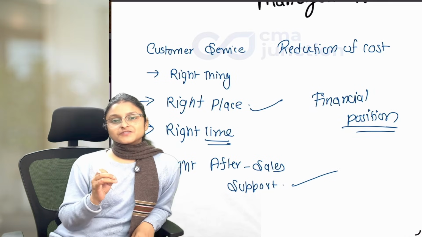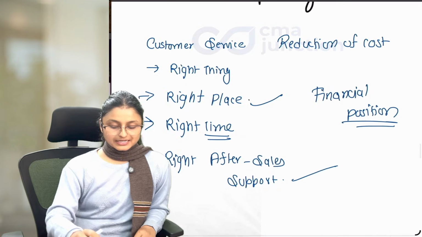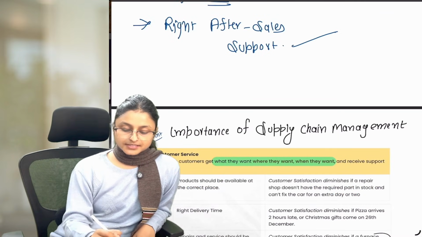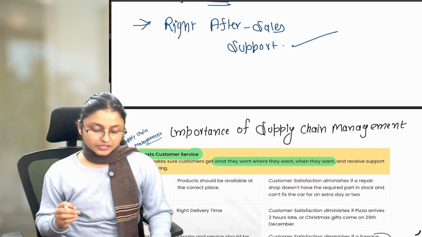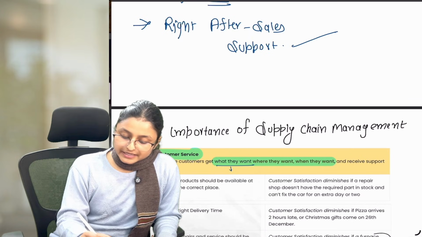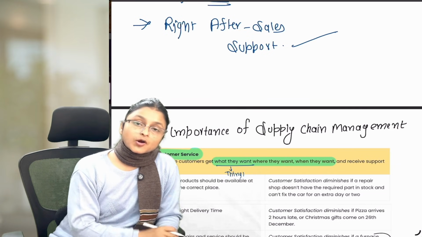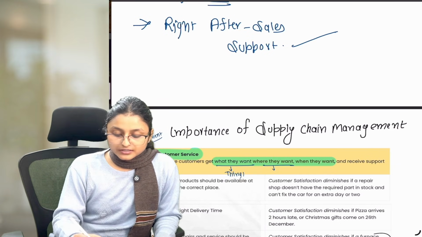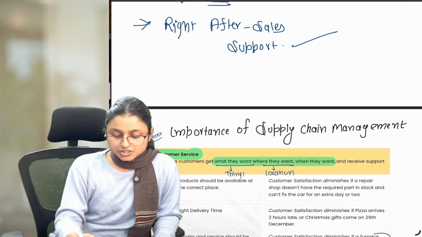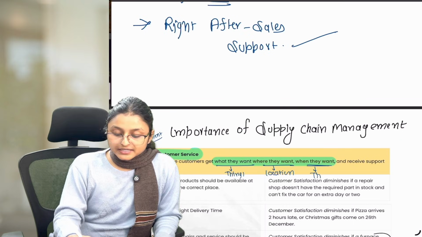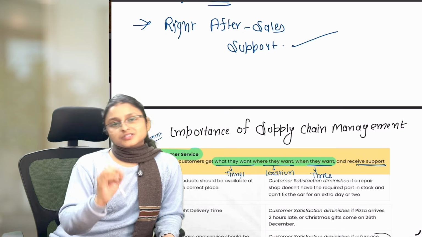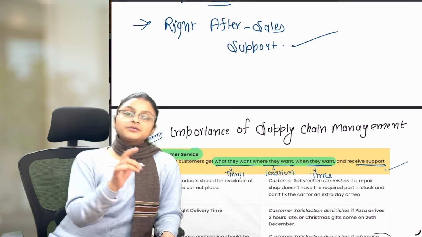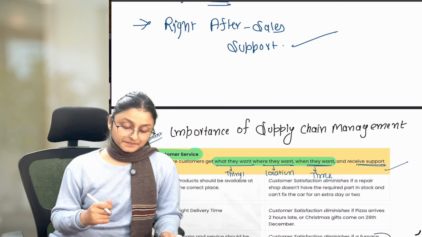Now let's start with the importance of supply chain management. What our book says. Let's see. The first thing is boost customer service. When we are saying boost customer service, what are we focusing on? We are focusing on providing the right thing, what they want. That means what the customer is wanting, we are providing it to them. Where they want, that means providing the same thing at the right location. When they want, that means providing it at the right time, and also with that we need to focus on the support which we provide to the customers after buying. And all of this is possible with the help of managing supply chain properly.